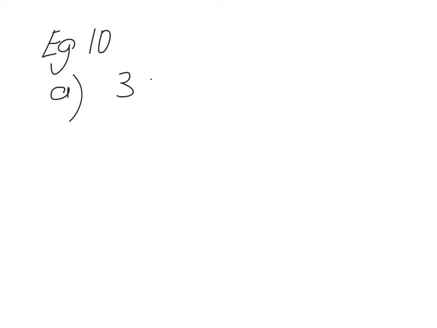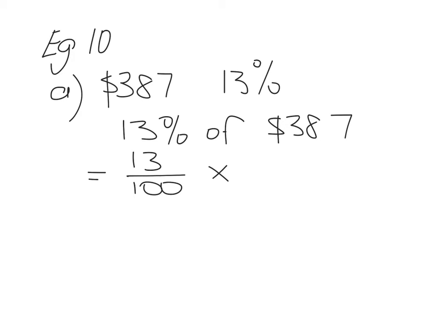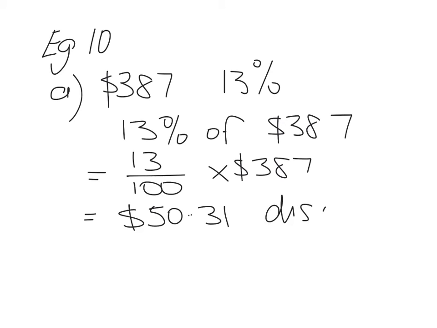So the golf clubs were $387. The discount is 13%. So that would mean we need 13% of $387. Writing this as 13 over 100, change the "of" to multiply, 387. If you put that in your calculator, you will get $50.31 discount.